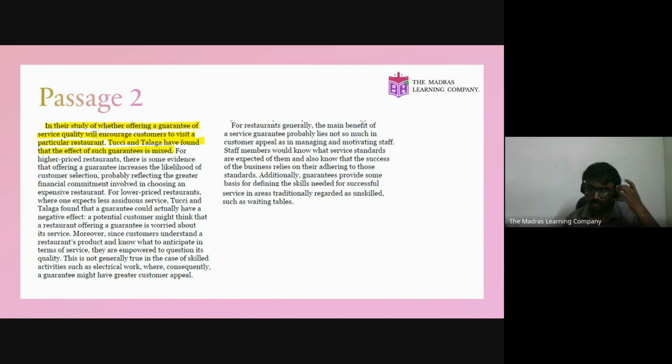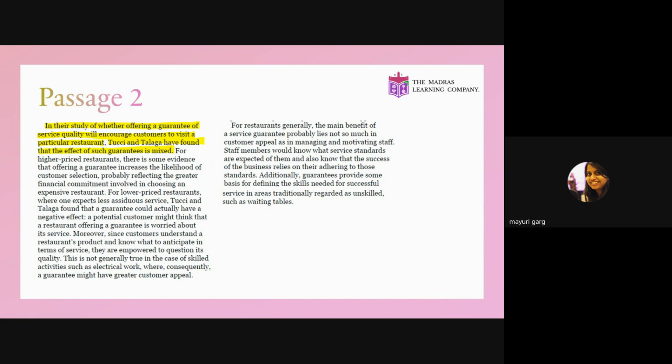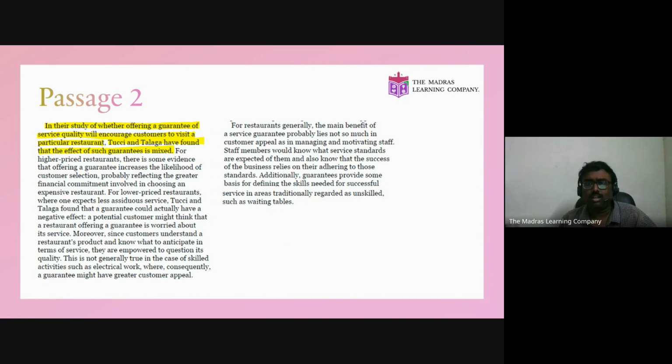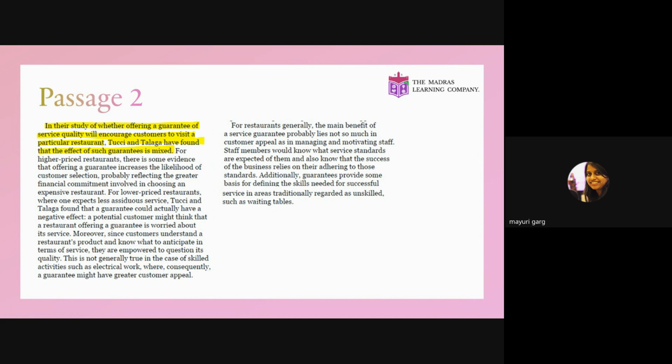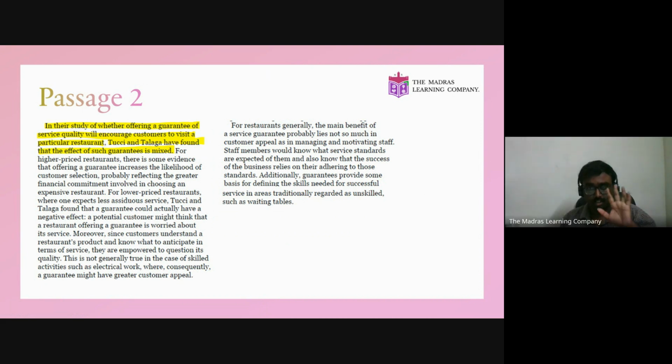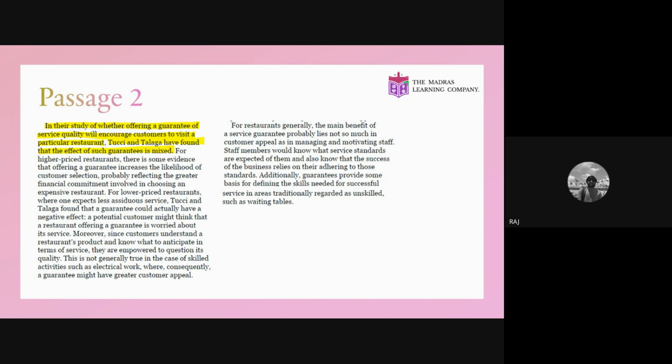So, what is the sentence trying to tell you? There are surveys saying that service quality affects the recurrence of customers going to that restaurant. Is that how it is? What have these people found out? Tushi and Tanaga. The effect of such guarantees is mixed. Mixed. Yeah, which means it's not 100%. Does it really affect customer visits, or does it not affect, or is it mixed? It's mixed.